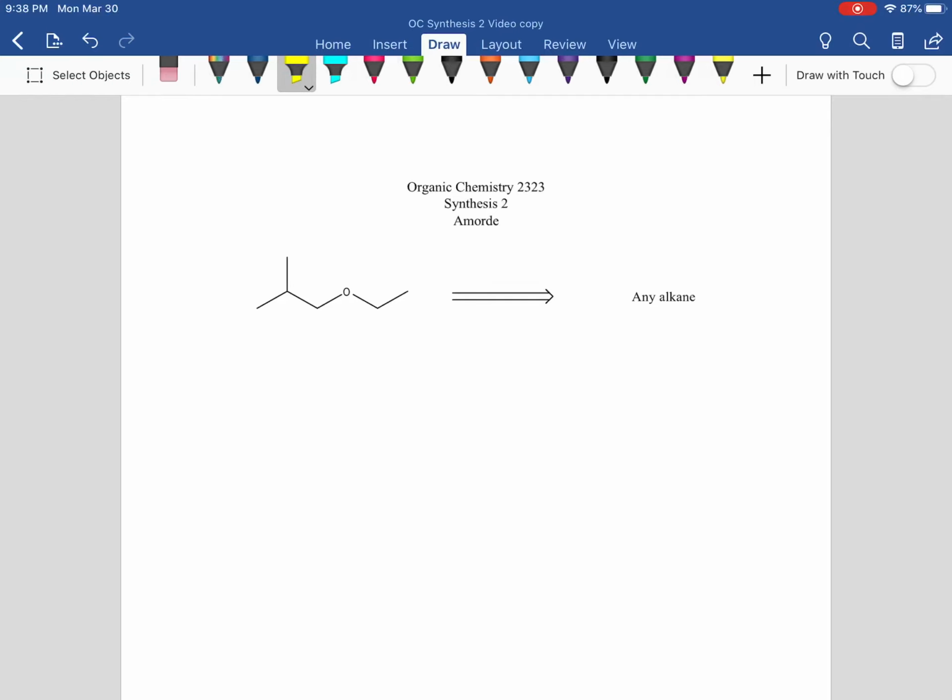All right, we just learned in the last video that this whole arrow right here is a retrosynthetic arrow. We are going backwards, meaning that this first compound is our goal. We need to make this, and we're asked that we can start from any alkane. So it'll be up to us what kind of alkane we want to start with.